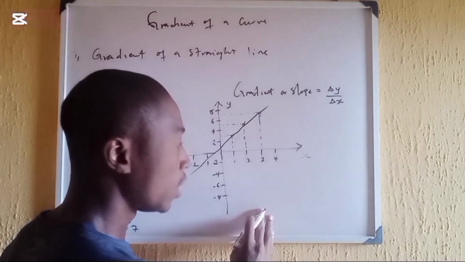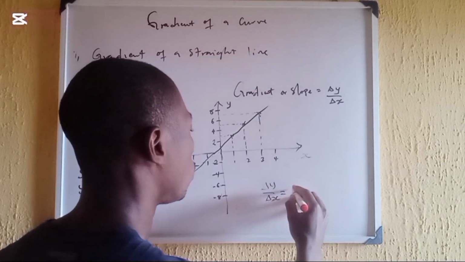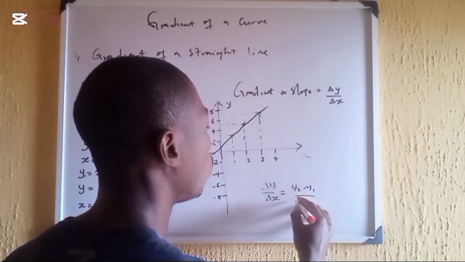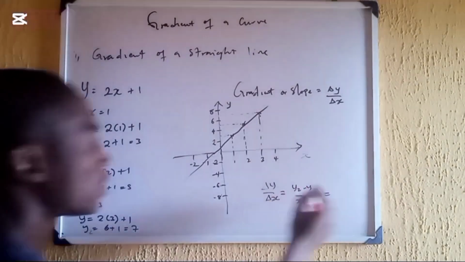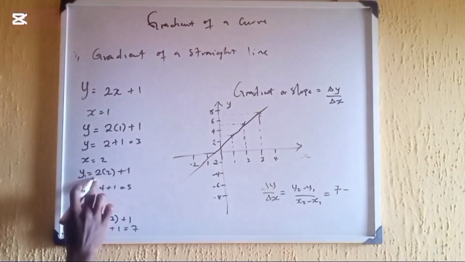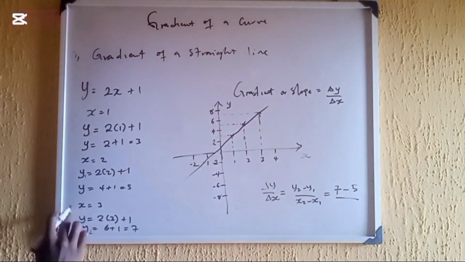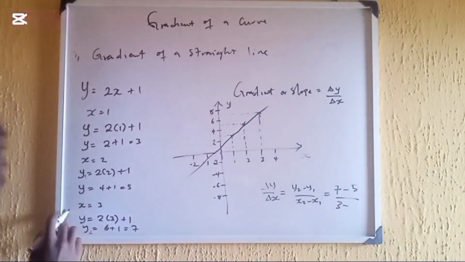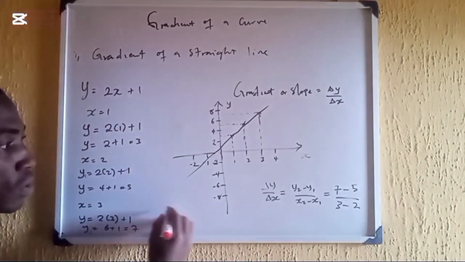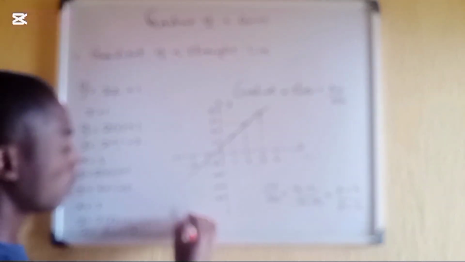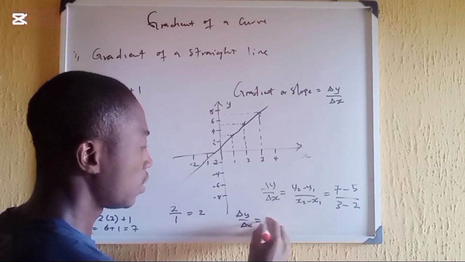So say slope or gradient, whichever one, is changing y over changing x, which is equal to y2 minus y1 over x2 minus x1. So what's our y2? Our y2 is 7. Our y1 is 5. Then what's our x2? Our x2 is 3. And our x1 is 2. So that gives us 2 over 1, which is equal to 2. That means change in y over change in x is equal to 2.